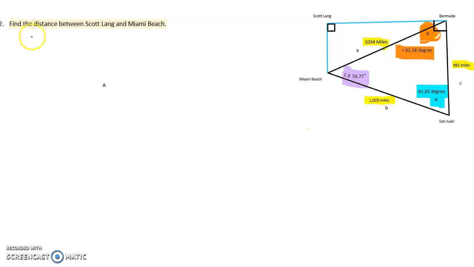Okay, the second question asks us to find the distance between Skyline and Miami Beach. So let's name the distance between Skyline and Miami Beach as h, and this angle would be represented by big H. So if we look at the diagram, let's see what information we already have.